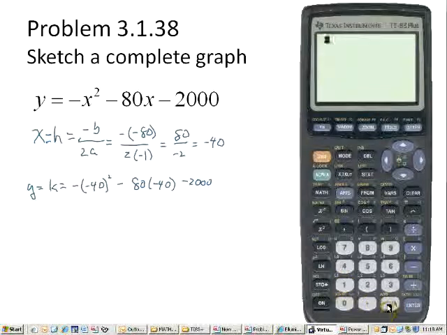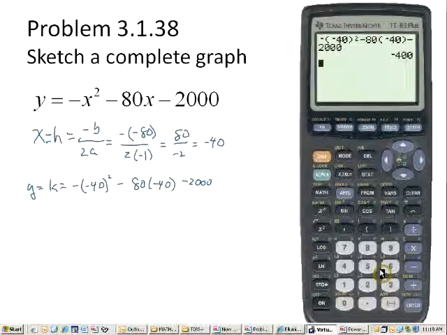So I'm going to take the opposite of negative 40, and make sure everything is in here, squared. And then we're going to have minus 80 times, let me put this in parentheses, a negative 40 again, and then minus 2,000. Let me look at my screen and make sure I got everything in here correctly. I believe so. So this is going to be negative 400.